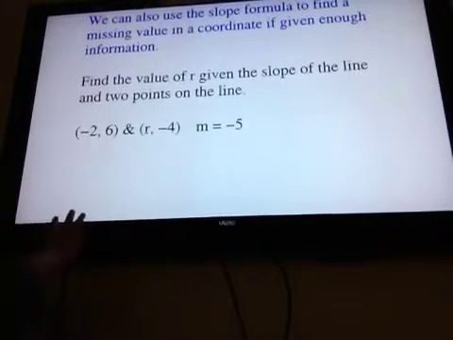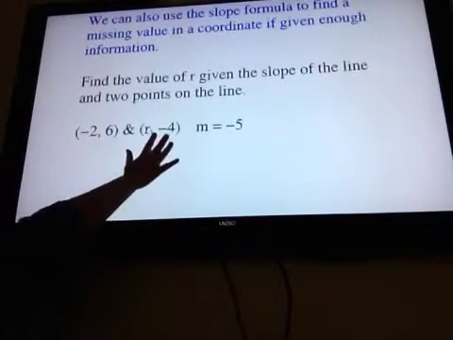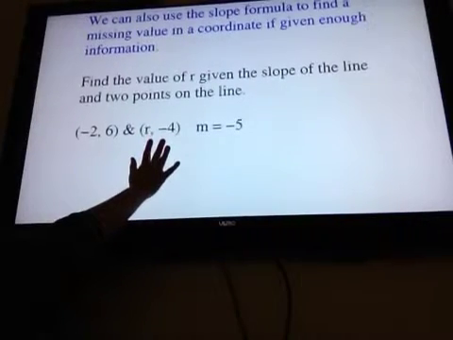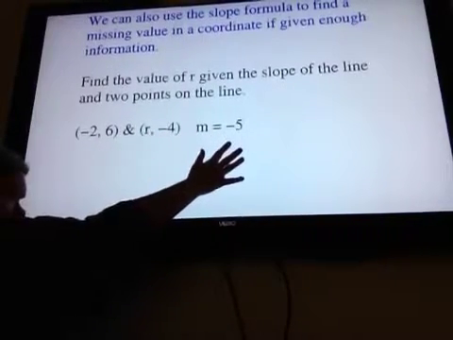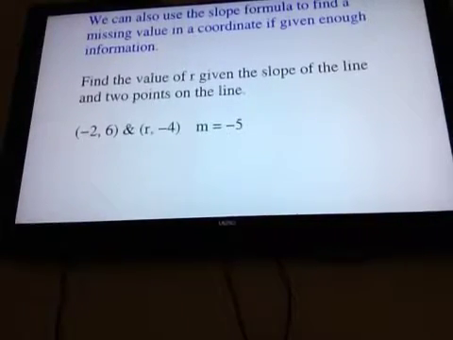So what they're telling me here is I have this coordinate, negative 2, 6, and I have this coordinate, r, negative 4. But they're telling me the answer now. They're telling me that m equals negative 5. All the ones I just did, I solved for m. Here, they're giving me m. But I'm missing one of the coordinates. So our job is going to be to find the value of the coordinate.